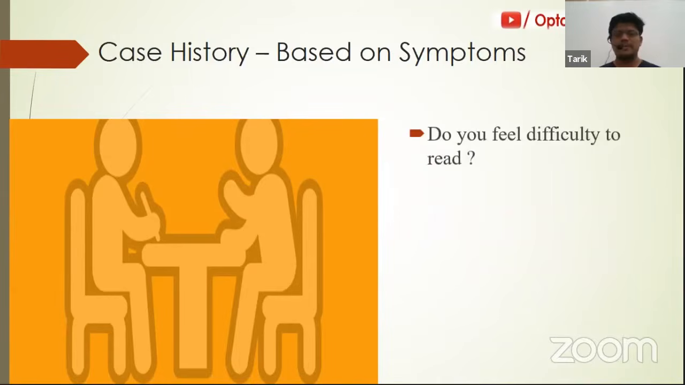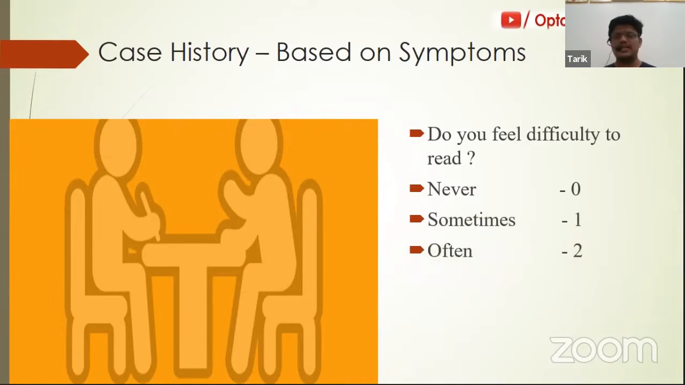So whenever you ask any question, for example, do you feel difficulty while reading, it should be graded on a point scale. It could be never, that is zero. If the patient says, I don't have any such difficulty, that is zero. Sometimes is graded as one, often is graded as two, and finally very often is graded as three. So this will finally give you a score.